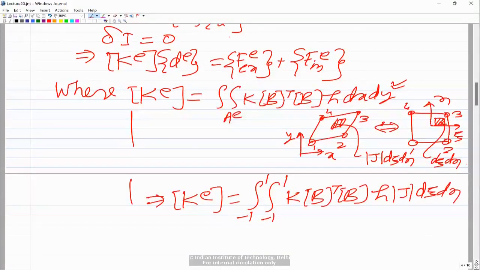You would see that the integration becomes standard always for all the elements. It would be from -1 to +1, -1 to +1, because all the elements would be mapped to the same element, which is a square in the natural coordinate space. So this integral becomes actually a standard integral.